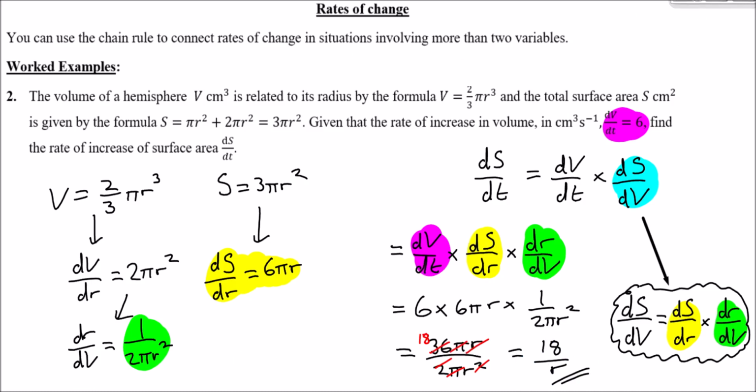I'll underline the answer in red, actually. That seems to be my modus operandi for the final answer. So 18 over r, that is our dS by dt. So we found it.